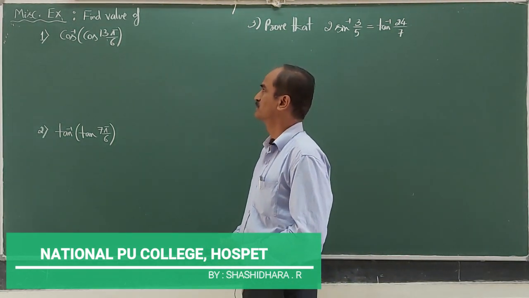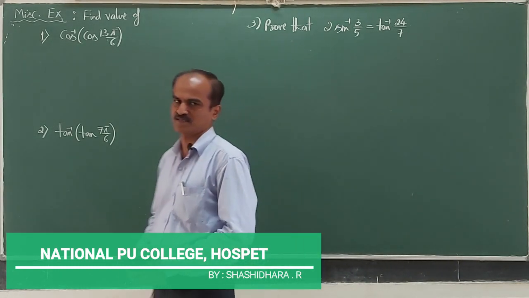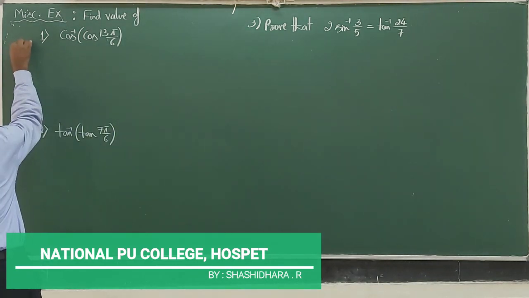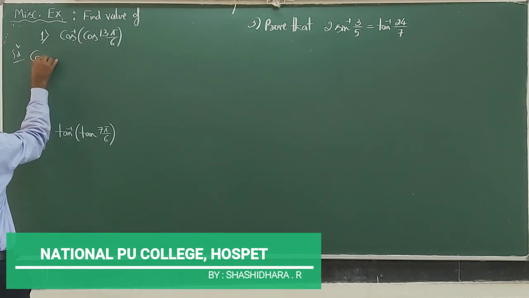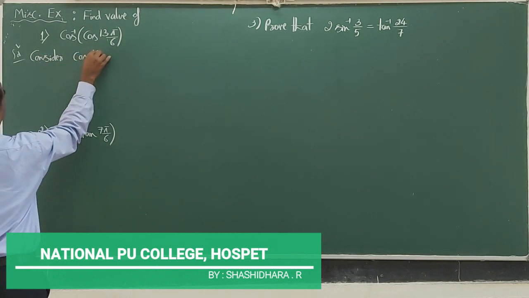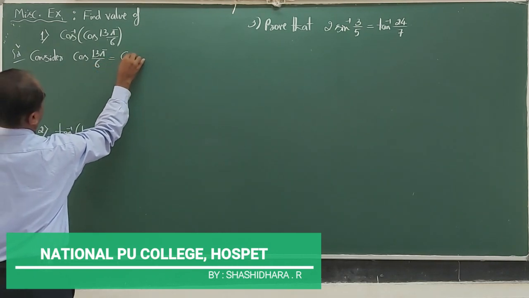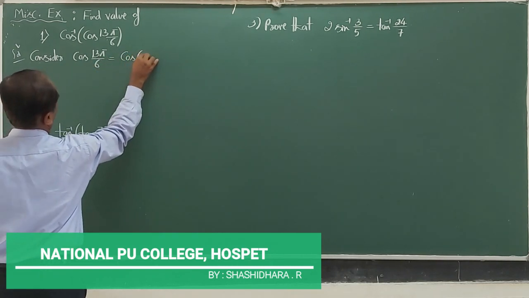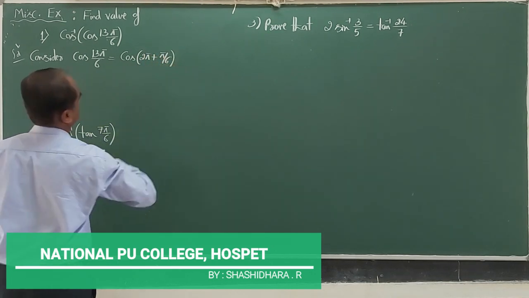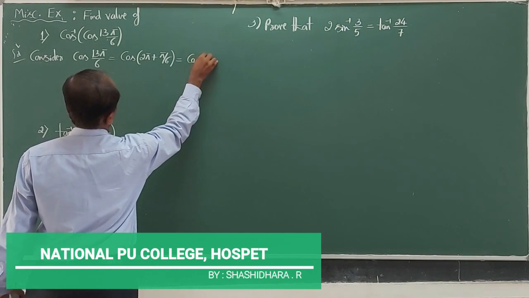First question, find the value of cos inverse of cos 13 pi by 6. First, let me consider cos of 13 pi by 6. Using coterminal angles, I write it as cos of 2 pi plus pi by 6. That is equal to cos pi by 6.